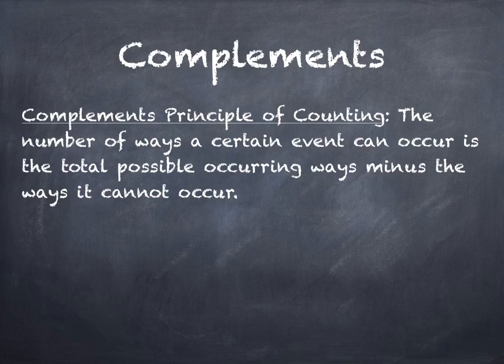So a complement's principle of counting says the following. The number of ways a certain event can occur is the number of total ways something can happen minus the ways it can't occur. So jot that down, and then I'm going to give you some formulas, some equations that talk about that from that perspective.